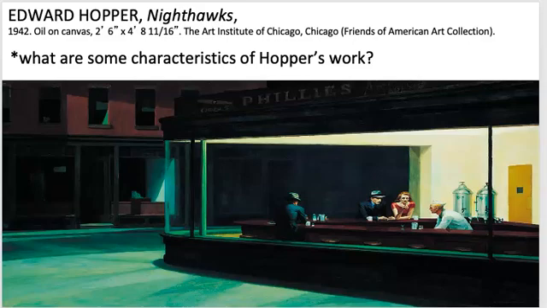And you can see here, this is one of his most famous paintings, Nighthawks, of these people in a bar. The streets are very desolate, and we have this one person here sitting alone. These people don't even look like they're talking to each other.